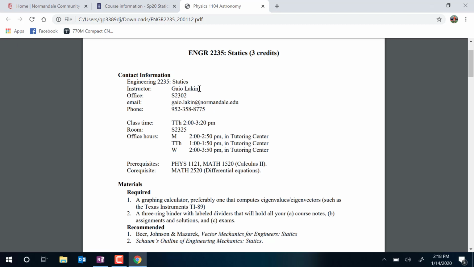My name's Gaio Lakin. Please call me Gaio. I'm most comfortable with that. But yeah, call me Gaio. My office is S2302, which is right down at the end of the hall here. My office hours are actually in the Tutoring Center, so the only time you would probably come to my office is if we make an appointment outside of office hours to meet and talk about something, which I'm always happy to do, by the way. If the office hours that are listed don't work for you, send me an email when you want to talk, and I can easily set up a time to meet.